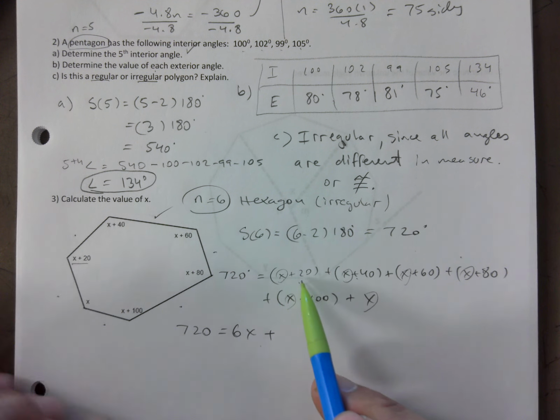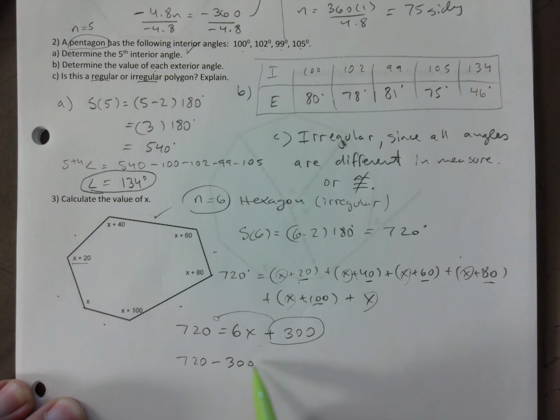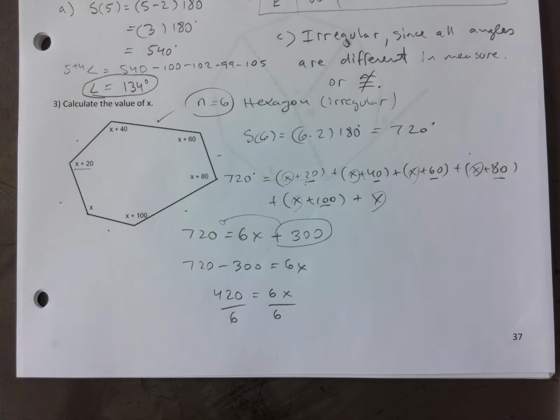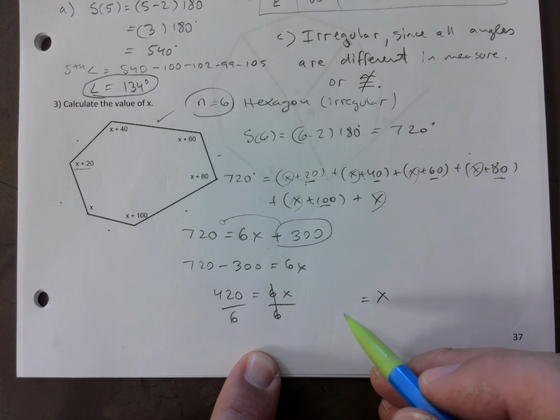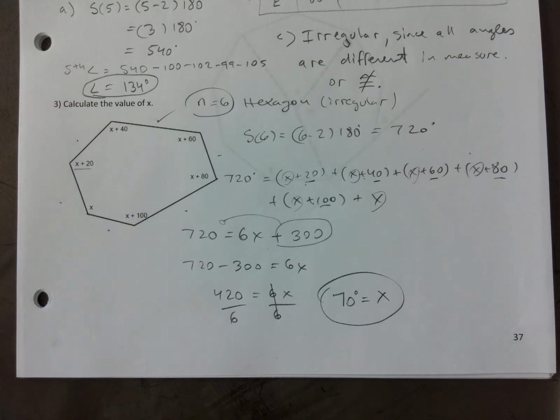Plus, combine this. 20 and 40 is 60, 120, 200, 300, right? And I'm going to bring the 300 over. And that's 420. 6x divided by 6. Oops, sorry, you can't see that. There we go. Sorry about that. Divide by 6. x is equal to 70. It just asks to find the value of x, so you're done.